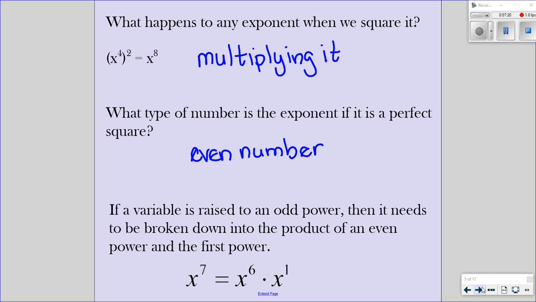So any even exponent will give you a perfect square. However, sometimes you're not going to have an even number, and it will be an odd number. So when you have that situation, split it into the highest even power, and then the power of 1. It says if a variable is raised to an odd power, then it needs to be broken down into a product of an even power and the power of 1, first power. So anytime you see that, we're going to do examples based on that underneath the radical.